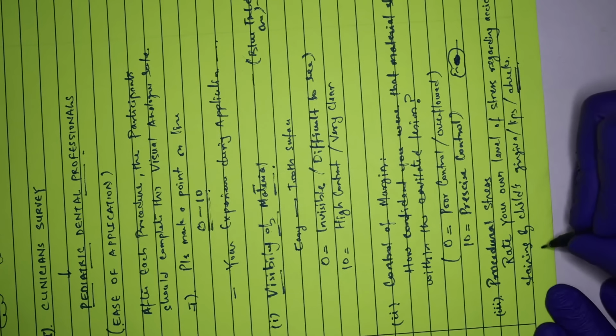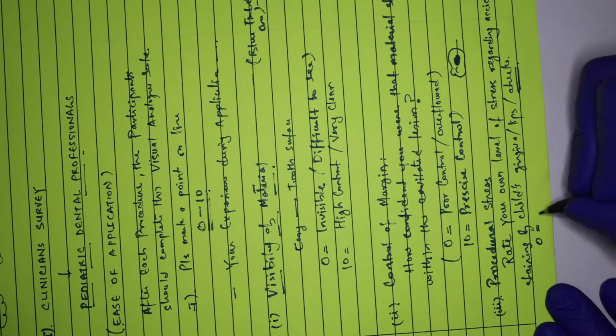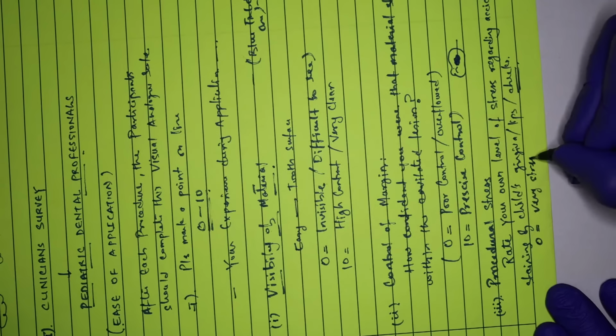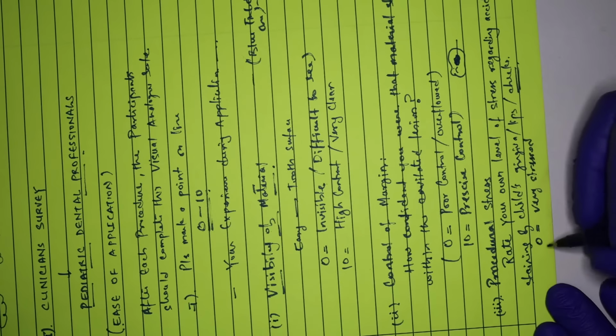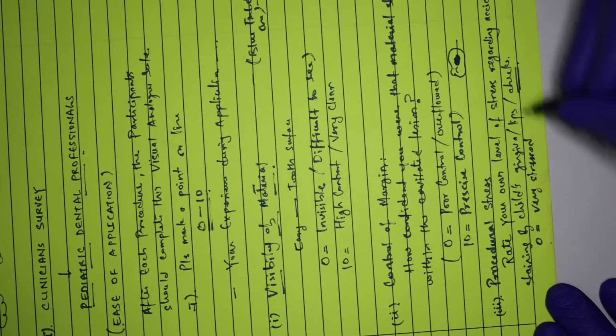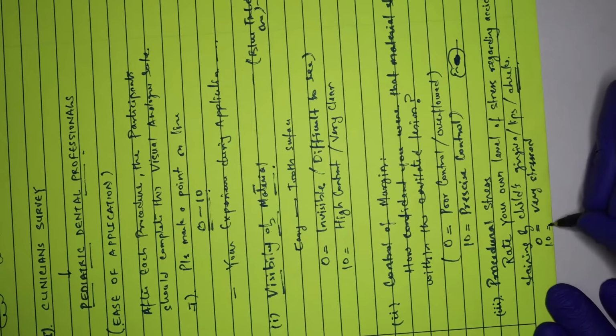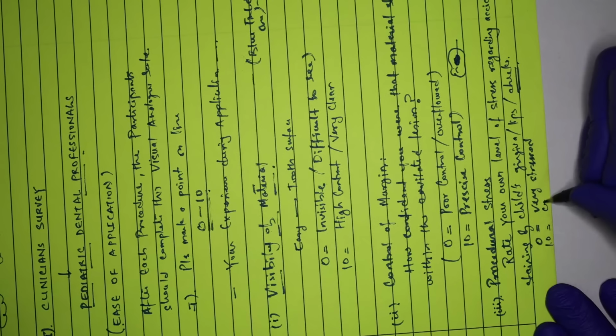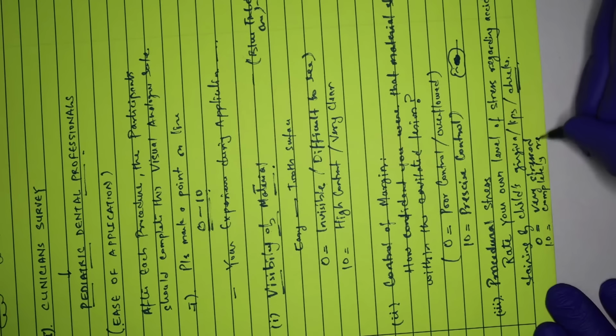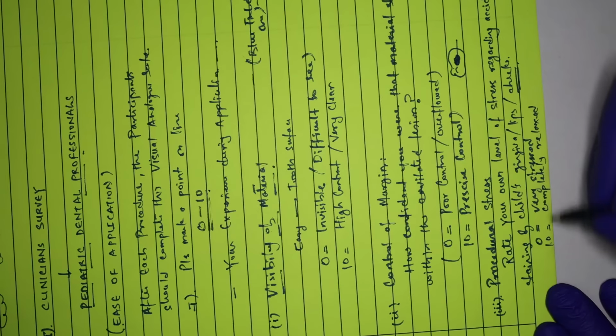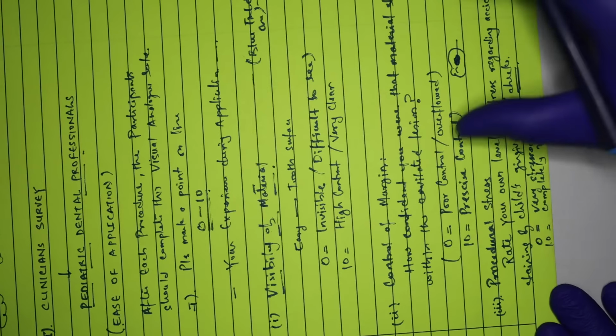So over here 0 would mean very stressed during application as you were worried about the staining of the areas. 10 would mean completely relaxed as you were in control because of the color of the SDF. So this is the thing that you need to understand. The third question.